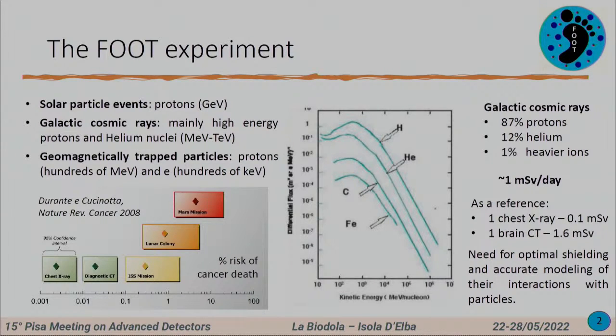That is absolutely not a negligible amount of dose if we consider long missions like a mission to Mars, and this needs to be taken into account also. So also in this context, the knowledge of the fragmentation cross-sections is important from a radio protection point of view and also for an optimal study of the shielding of the spacecraft.